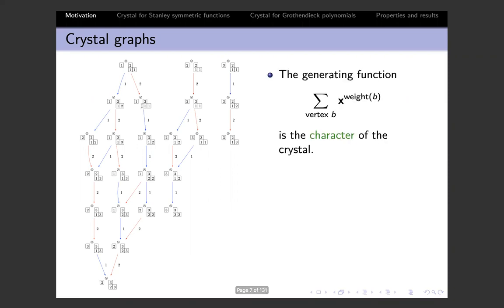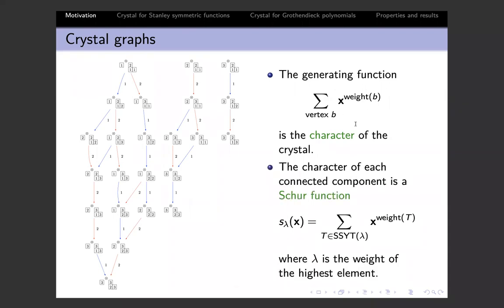As I said, the connected components actually correspond to irreducible components, if you think about it in terms of representation theory. If you look at the character of the crystal, that would be the sum over all vertices in the crystal of x to the weight of a vertex. For type A, this would just be counting the number of ones in your tableau, the number of twos in your tableau, and so on. So this is called the character of the crystal. And for type A, the character of each connected component is precisely a Schur function. If you look at the highest weights, the elements at the very top of the crystal, then the Schur function would be indexed by the partition of the highest weight.